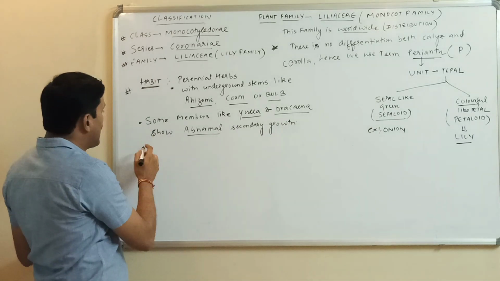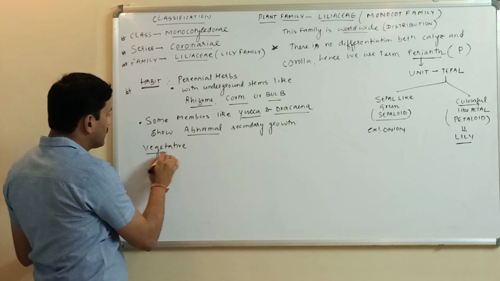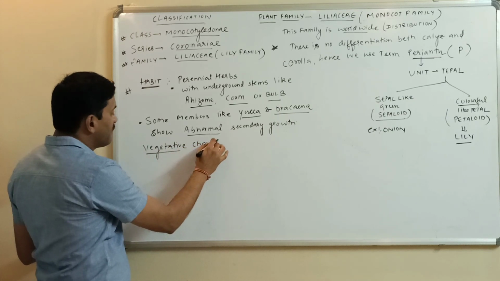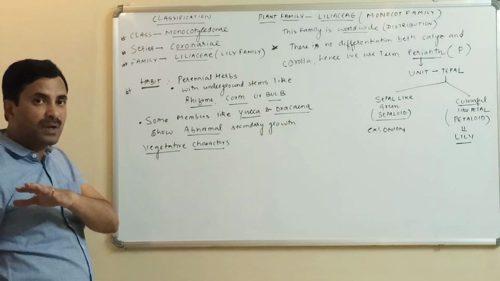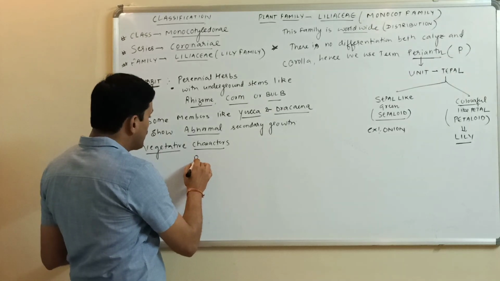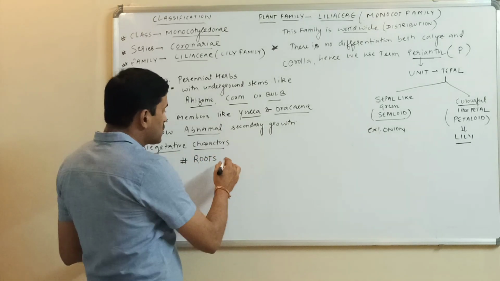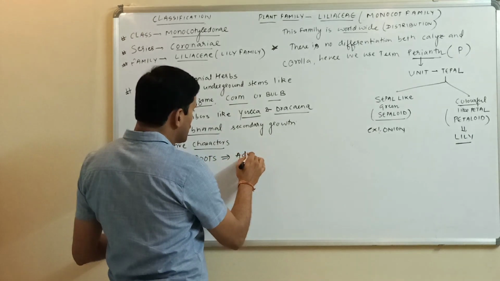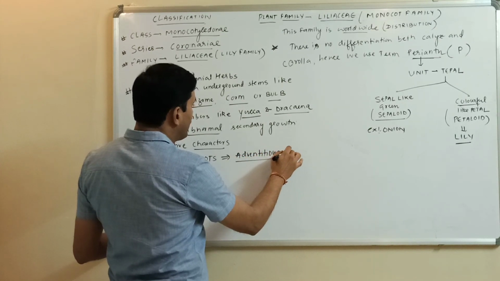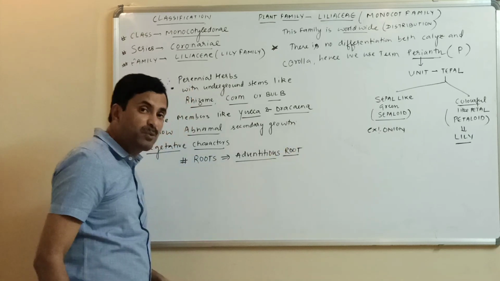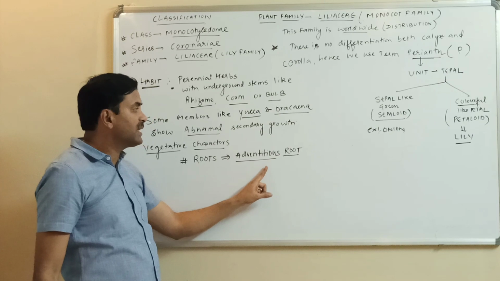Now after discussing the habit, we must know about the vegetative characters. We must discuss about the vegetative characters. Vegetative characters means what? The root, stem and the leaf. Okay. So very first we are discussing about the roots. What type of roots they are having? So monocots are having adventitious roots, because the dicots are having the taproot, but it is a monocot family. So the roots here are adventitious roots.